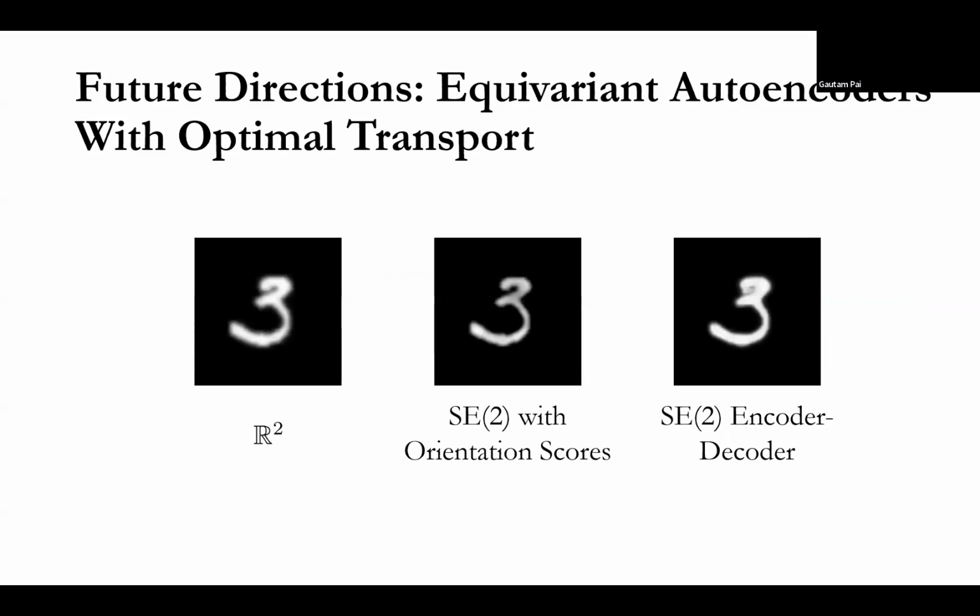And also something that is interesting would be to build autoencoders which are equivariant in their latent space. For most of the results that I show here, we use orientation scores, but it would be nice to learn that representation from data, right? And instead of a linear interpolation in your latent space, do a Wasserstein interpolation, and then hope to have an equivariant representation of your data.